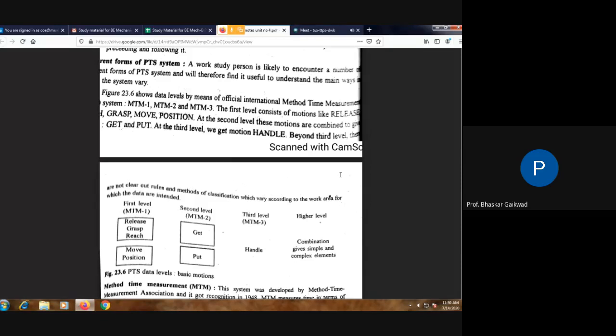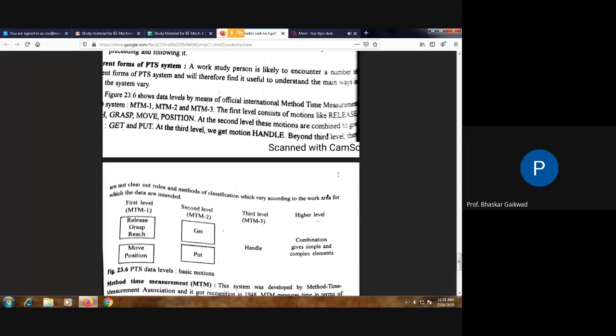The first level consists of motions like release. So you can see in this figure: first level, second level, third level, higher level. So these levels are there, meaning the predetermined motion study examples they have given. Under this example, that is Methods Time Measurement, three types are there: MTM1, MTM2, MTM3, and higher level. The first level consists of motions like release, reach, grasp, move, and position. So this is the first level.